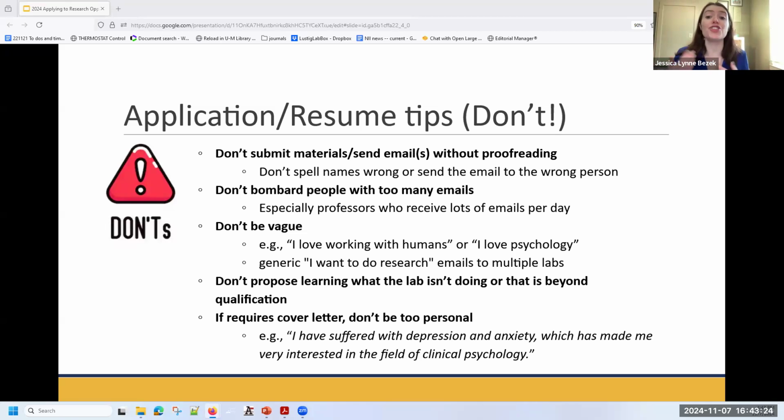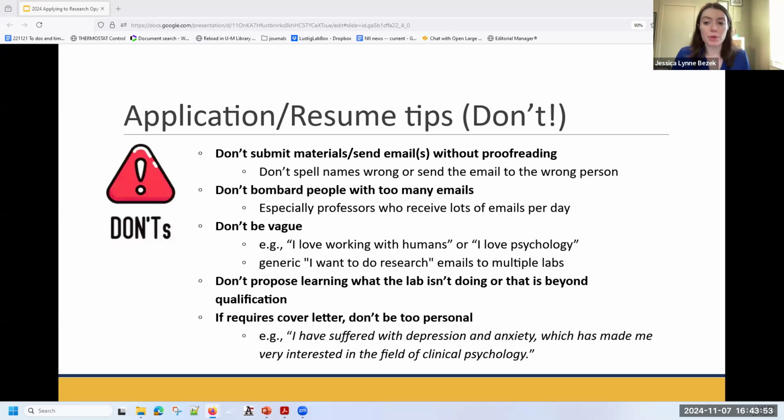Also, you don't want to send too many emails. Like we said, professors receive a lot of emails every day. We want to be respectful of people's time and the fact that it can take time for people to respond. Also, we don't want to be too vague. So saying things like, I love working with humans or I love psychology is very broad. It's not communicating the depth of knowledge that you have or the specific skills that you want to gain. So we want to be more specific than that.